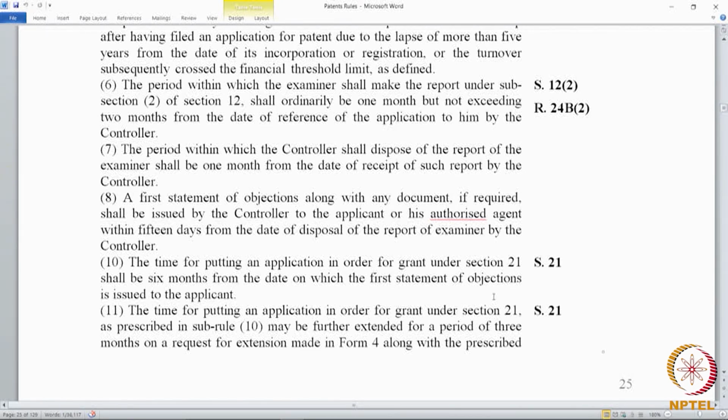Subrule 7 states that the period within which the controller shall dispose of the report of the examiner shall be 1 month from the date of receipt of such report by the controller. This remains the same in 24B and 24C.